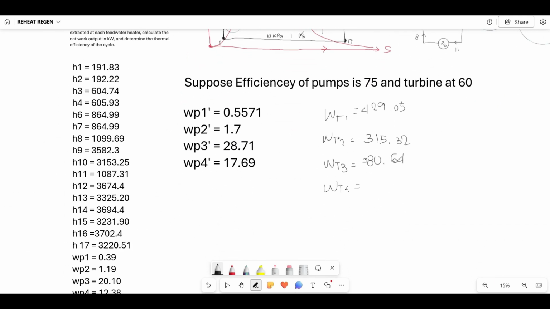Work of turbine stage 4 now is H16 minus H17. So H16, 3702.4 minus 3220.51, times 1 minus 0.097 minus 0.08 minus 0.112. Therefore, our final work here is 342.62.